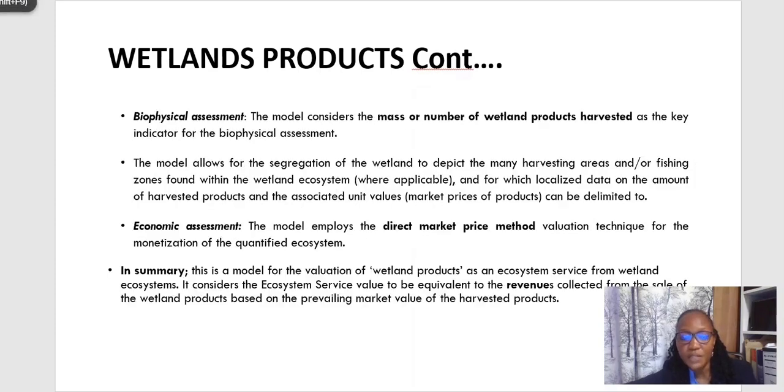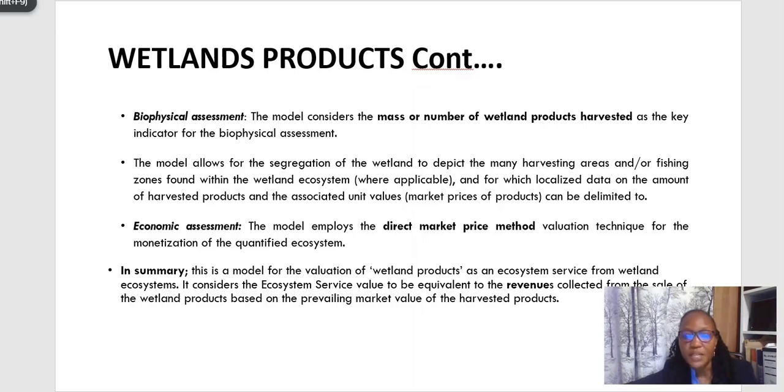We therefore move on to understand what the biophysical indicators are that we need to consider for us to be able to calculate measurements that can be valued. This particular model considers the mass or number of wetland products harvested as the key indicator for the biophysical assessment. The model allows for the segregation of wetlands to depict the many harvesting areas or fishing zones found within the wetland ecosystem, for which localized data on the amount of harvested products and associated unit values can be delimited. So what is the economic assessment?